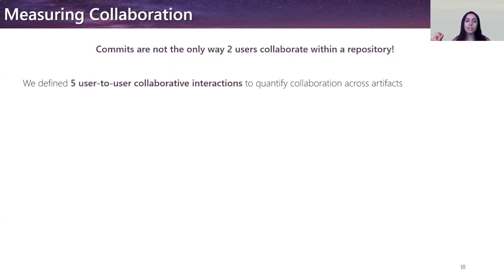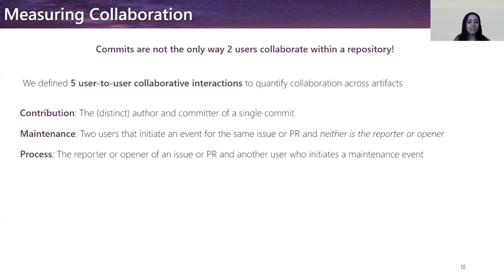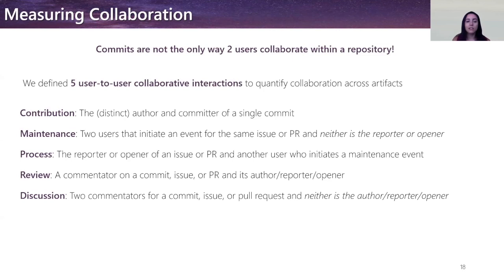The key thought here is that commits are not the only way that two users can collaborate within a repository. So we actually defined 5 user-to-user collaborative interactions that we could use to quantify collaboration. We have contribution interactions, maintenance interactions, process interactions, review interactions, and discussion interactions. So contributions are an interaction between the author and committer of a single commit. Maintenance is 2 users initiating an event for the same issue or PR, so neither of them is the reporter or opener.